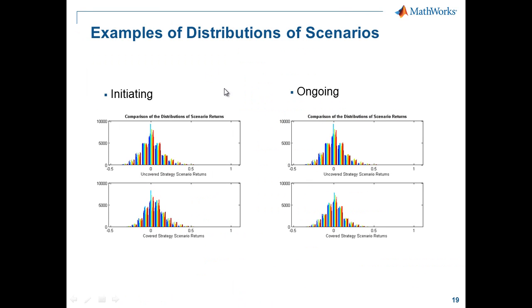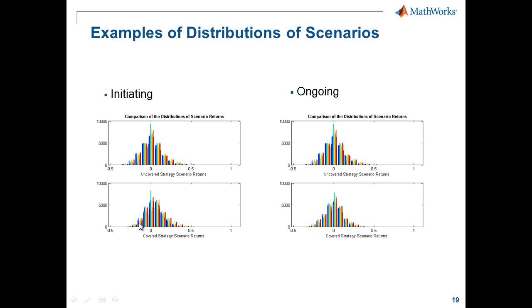And here's an example of the distributions of these scenarios. These are initiating positions where you're writing a call during the investment period. These are ongoing positions where you already have a covered call. These are the uncovered portfolios, and it's hard to see, but these are pretty much log normal distributions as you would expect from a GBM process.